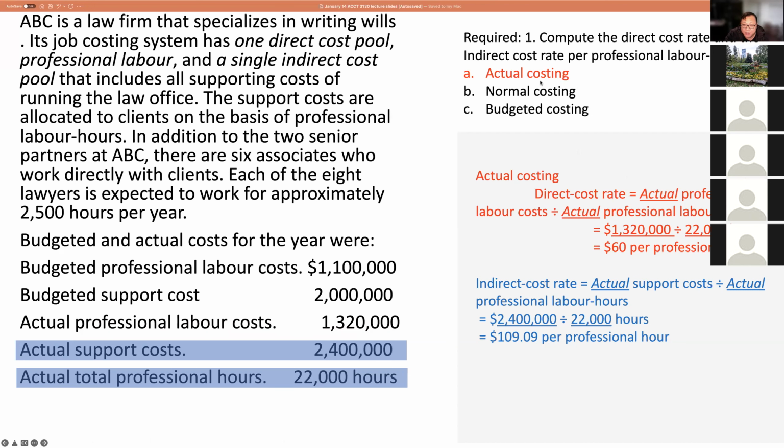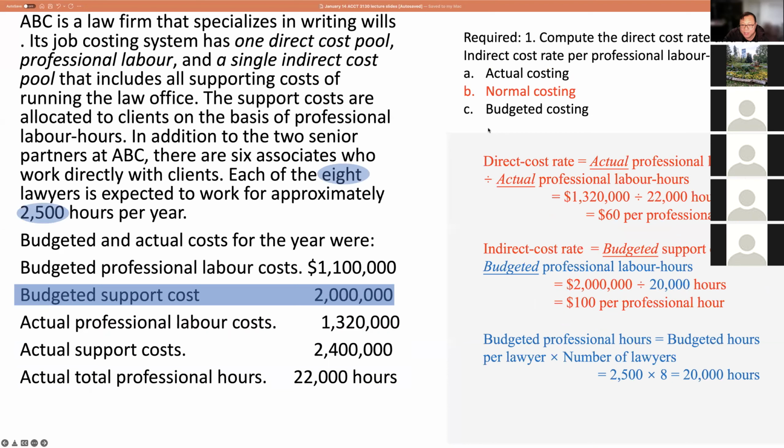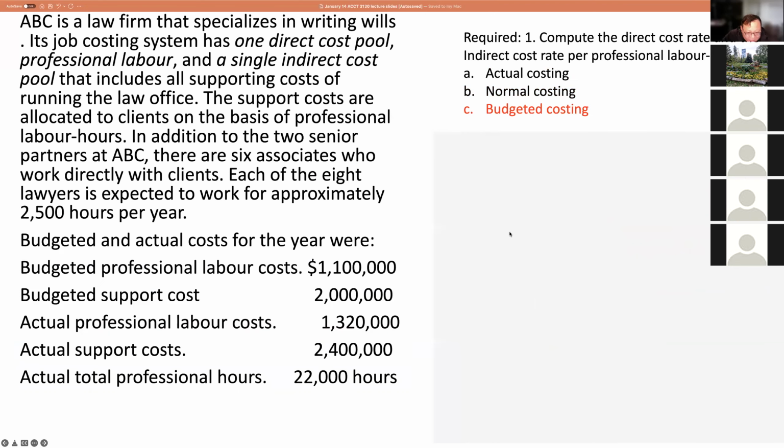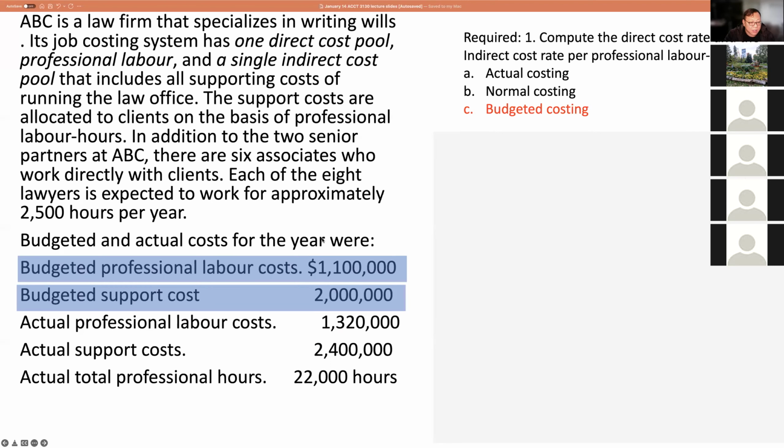This is the actual costing. Now let's move on to the budgeted costing. I'm going to do the budgeted costing first. Literally, what cost numbers should I use? AJ? Yes, the budgeted professional labor cost and support costs over their expected hours, so the 2,500 hours for the 8 lawyers. Very good, thank you, AJ. So basically, I'm going to use all the budget numbers and none of the actual numbers. The budgeted numbers are 1.1 million for the direct cost and 2 million for the indirect cost.